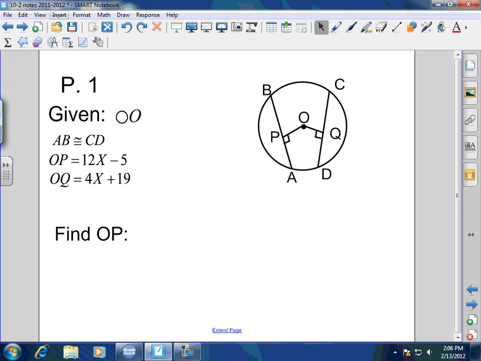Okay, so let's use these theorems in the problem. Given circle O, they tell us that AB is congruent to CD. They say that OP is 12x minus 5 and that OQ is 4x plus 19. Well, let's look at what they've given us and let's look at what we need to find. We need to find OP. So how do we do this?